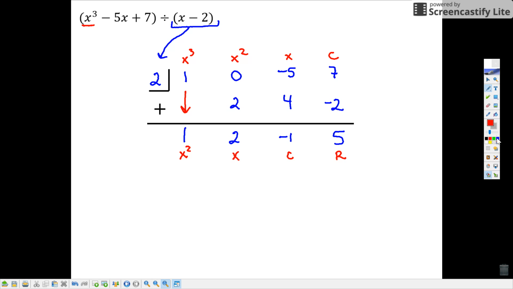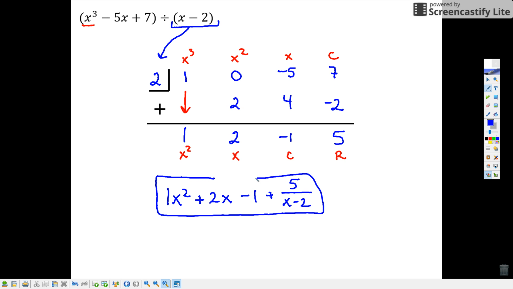So your final answer would be written as 1x squared plus 2x minus 1, and then you add your remainder, where the remainder is on the numerator of the fraction, and then you divide by the divisor. So x minus 2. There's your final answer.